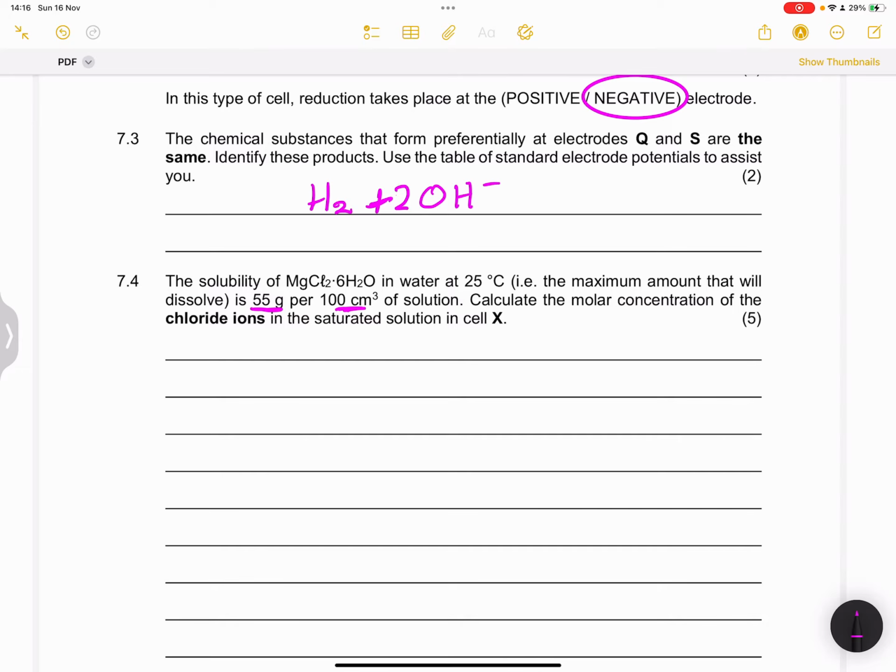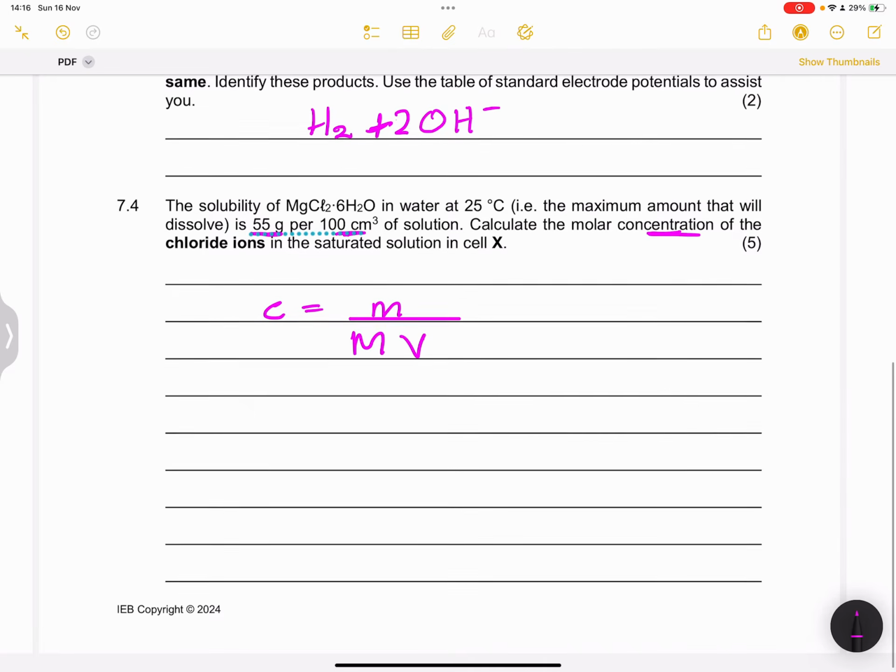Now what we will need to get is the concentration there, and remember I said to you, whenever we are looking for concentration, given the mass, we can say concentration is mass divided by molar mass times the volume.